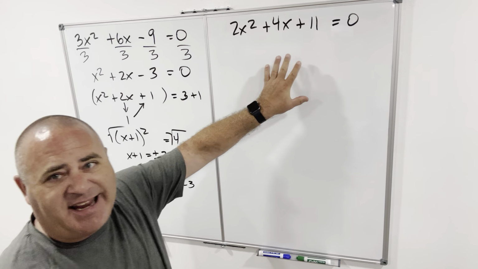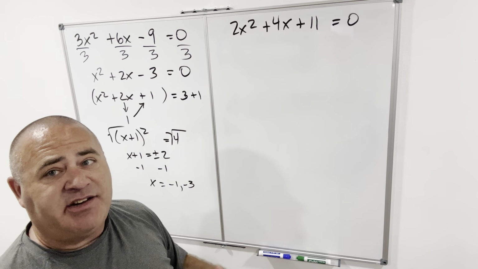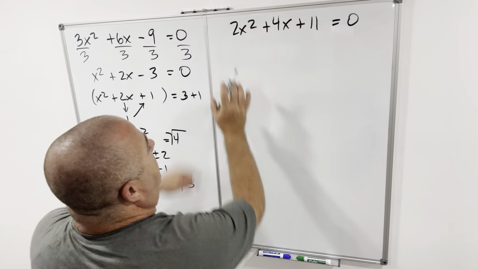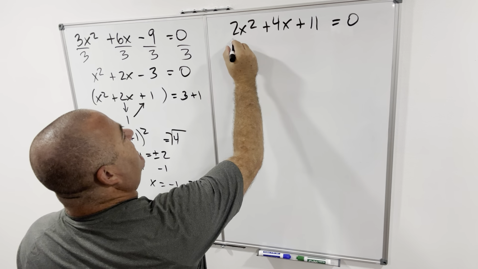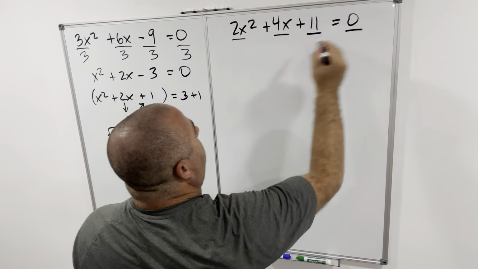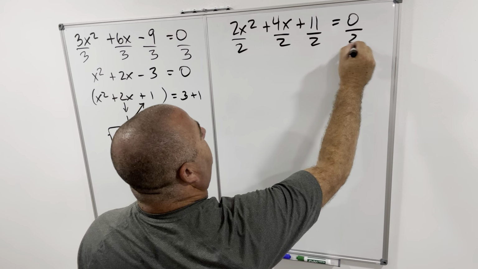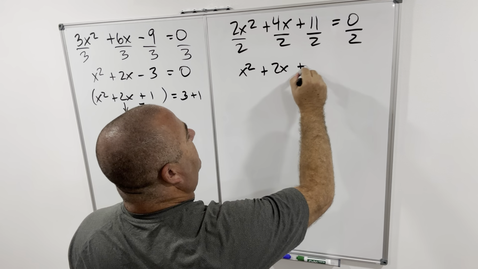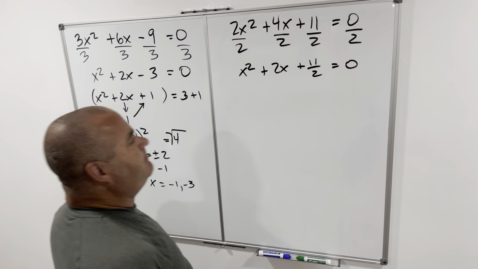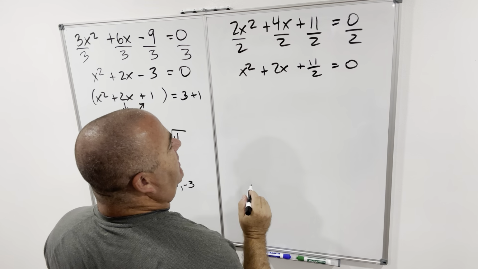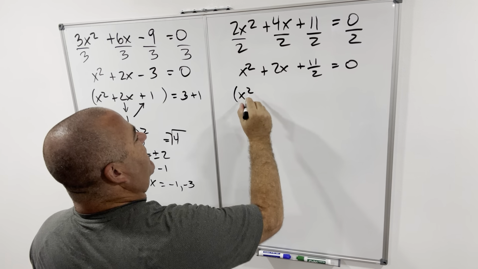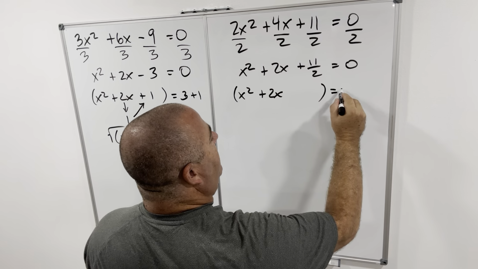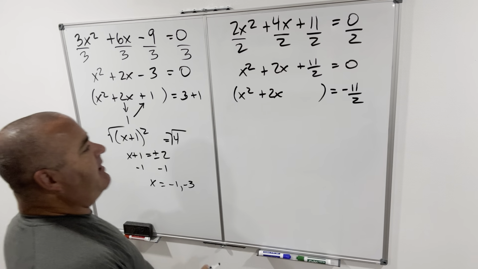Now, on this side of the board is not an easily factorable trinomial, but we're going to do the same thing with it. We've got a leading coefficient, so we're going to divide every term in the equation by 2. Now that gives us x squared here plus 2x plus 11 halves is equal to 0. Now we're going to do the same thing. We're going to subtract our 11 halves from both sides. That gives us x squared plus 2x, we're going to leave space for that third term, is equal to a negative 11 halves.